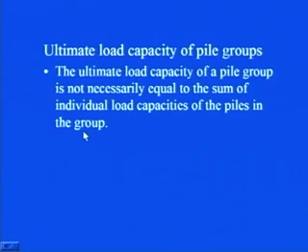Let us say that there are 100 piles in a group and each pile has an ultimate load carrying capacity of say 100 kilonewton. That does not mean that the group of 100 piles will have an ultimate load carrying capacity equal to 100 into 100 kilonewton. It is not so. Why exactly is it not so? Let us try to see in subsequent slides.